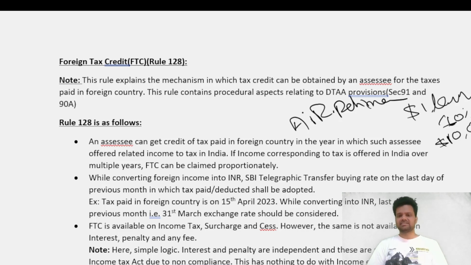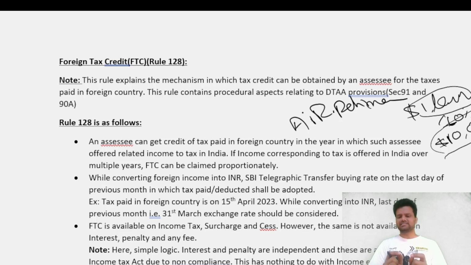Rahman is a resident in India. He has to file his return of income in India and show this 1 lakh in his return of income. Again, he has to offer this income in India and pay the tax in India. While paying the tax in India, he can take the credit of the taxes paid in the USA. That is, for the 10,000, he can take the credit while filing the return of income in India. This is simply called foreign tax credit.